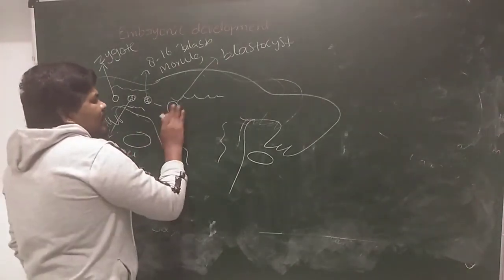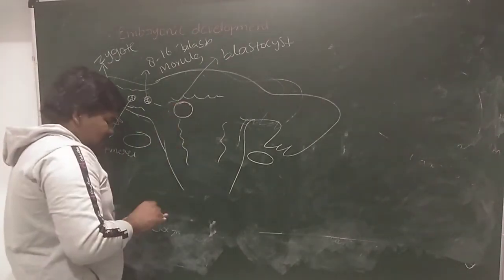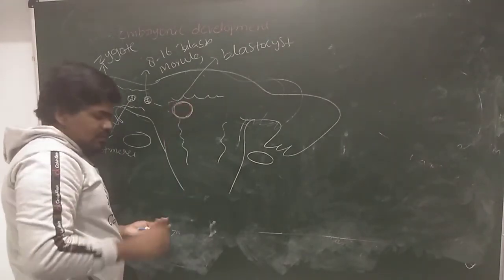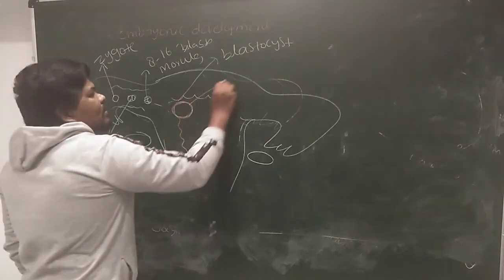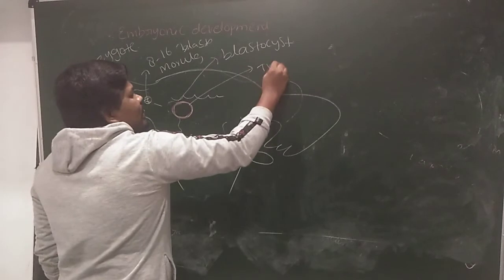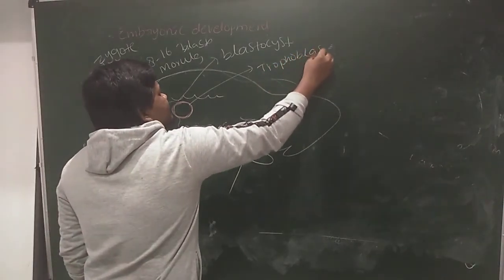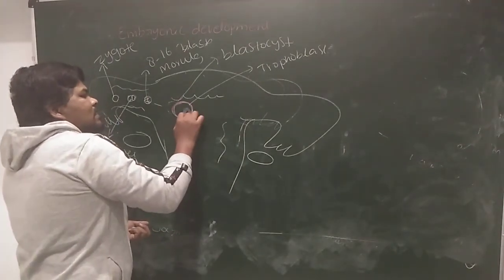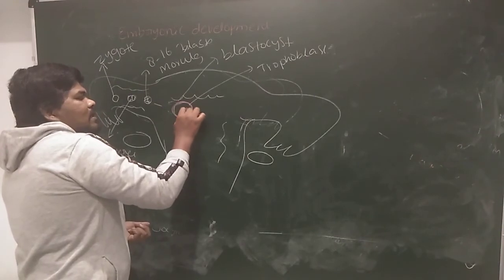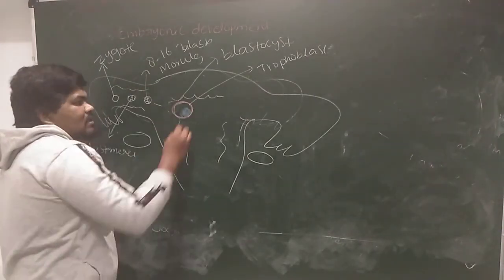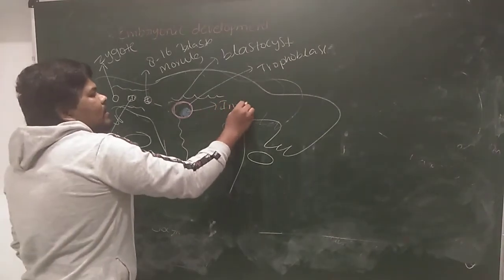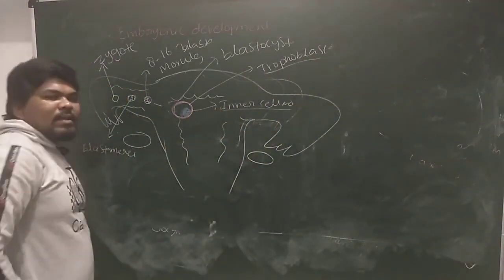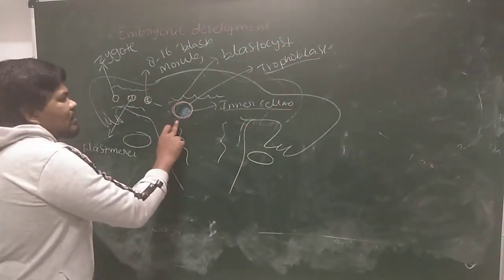If you see the structure of the blastocyst, this is the blastocyst. The structure of the blastocyst mainly contains two layers. The cells present in the blastocyst are arranged in two layers. The outermost layer of the blastocyst is called the trophoblast. Next, the innermost cells are the inner cell mass. Inside the blastocyst we can see these cells. This layer is called the inner cell mass. The trophoblast is the outermost layer, and the inner cell mass is the inner layer. This is about the blastocyst.